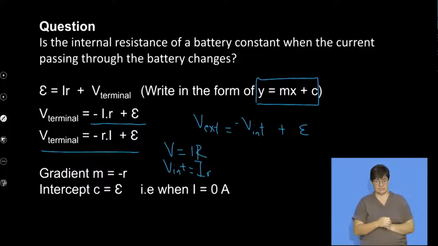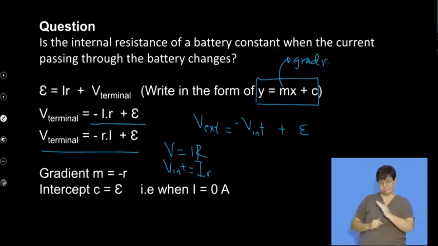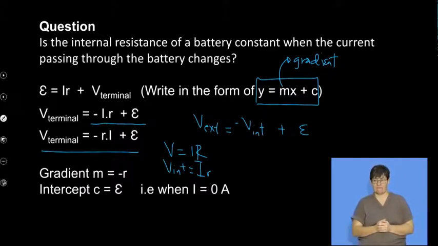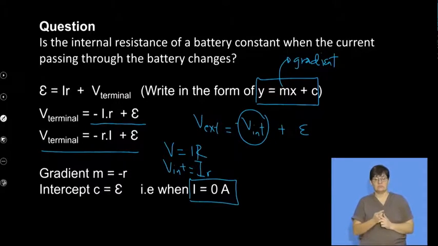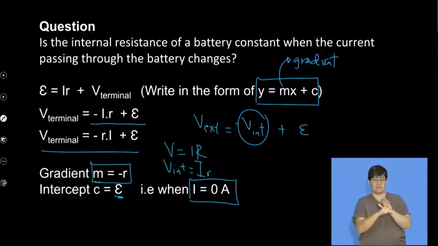So if we remember very well, M represents the gradient of a linear graph, which is always constant, and C is the intercept. The intercept is E in the sense that if this is 0, the V external or V load equals the EMF. So when there is no current in the circuit, the intercept of the graph, or the maximum value, will equal V external, and that maximum is actually the EMF. And then the gradient M is equal to -1. It means this linear graph actually has a negative gradient.